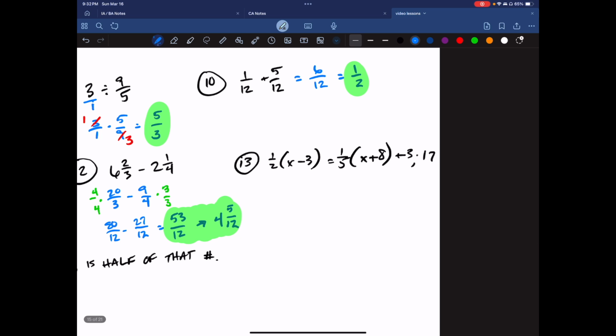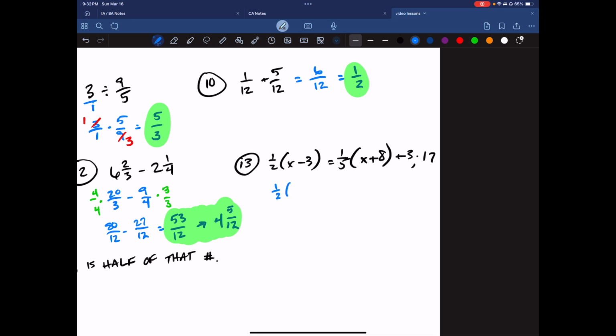Okay, on problem 13, all it's asking you to do is take 17. So if you see this semicolon, anything after that, it's asking you to plug it in and see if it works. Is there a solution? Meaning, does one side equal the other? So I'm going to plug this in. So it's going to be 1/2 of 17 minus 3 equals 1/5 of 17 plus 8. And really, this is more of a question. Does it equal? So let's keep playing. So we got 1/2 of 14, 1/5 of 25.